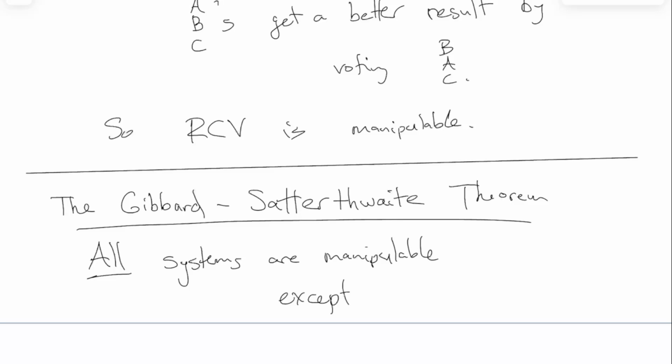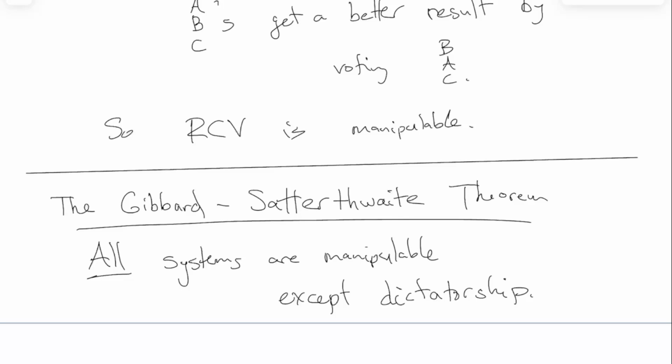Anybody want to guess what it is? Yeah? It is the dictatorship. Of course, in a dictatorship, it's not possible for the voters to strategize and change the dictator's mind by voting in a weird way. All other systems are manipulable. All systems are manipulable except dictatorship. This is the Gibbard-Satterthwaite theorem. Maybe second place in terms of most well-known theorems about voting in mathematics. Arrow's theorem is definitely the OG of voting theorems, but this one is also very well known.